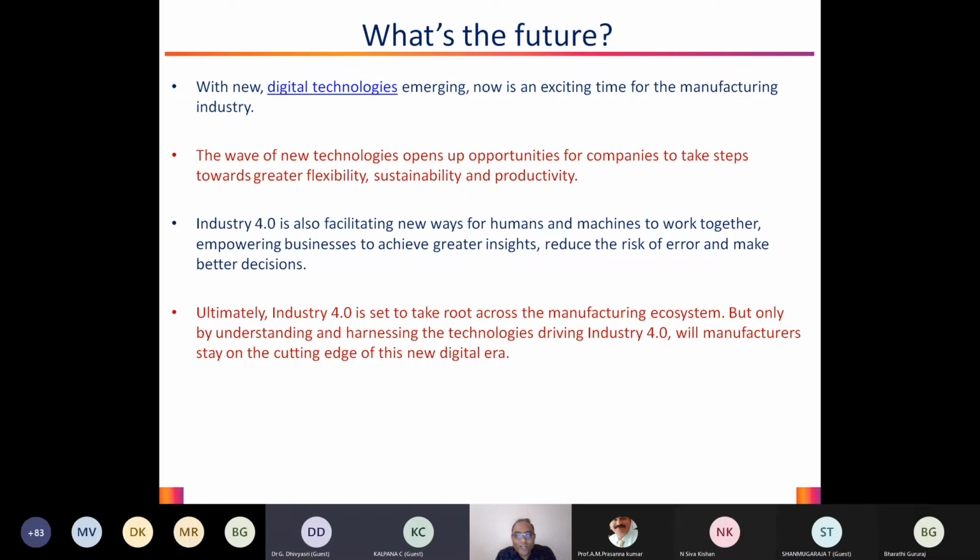Gone are the days when only humans worked together. Now these days you have to engage your machines in your discussions, right? Because they always talk to you, they always share the data with you, right? That way it empowers businesses to achieve greater insights, reduce the risk of error and make better decisions, right?